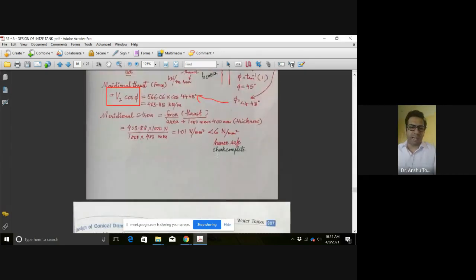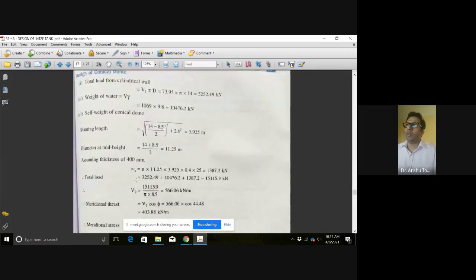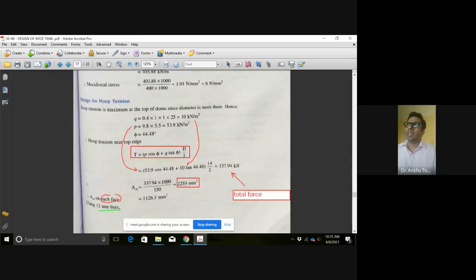This was the checking part corresponding to meridional thrust. Now, if we are going to do the design for the hoop tension, we are required to find out the two values P and Q.